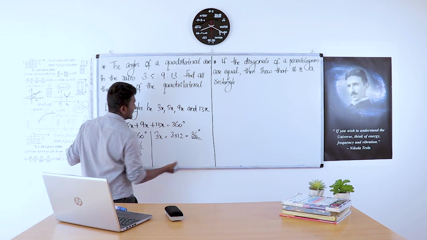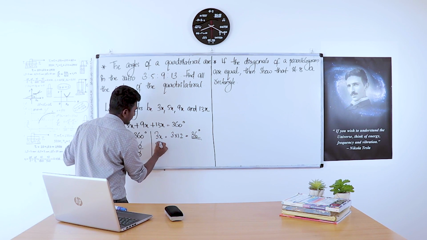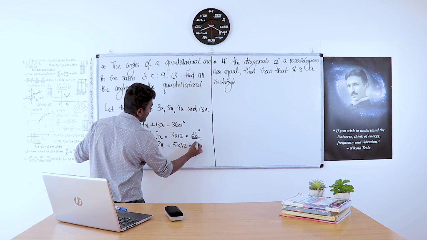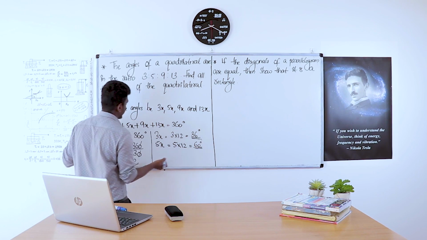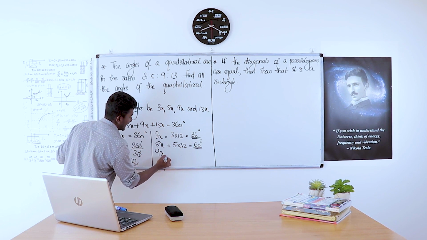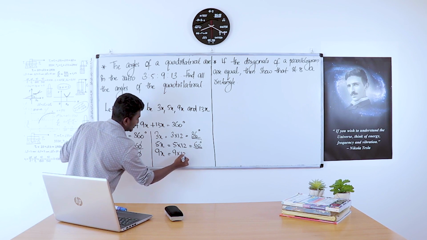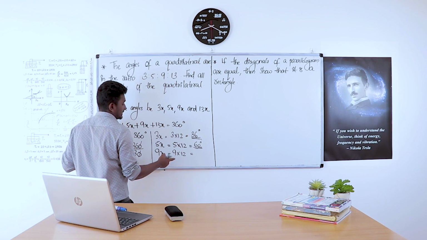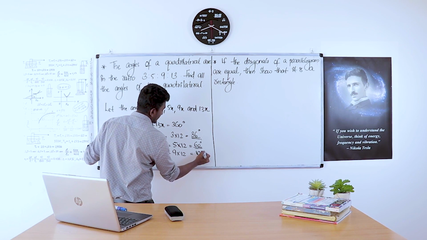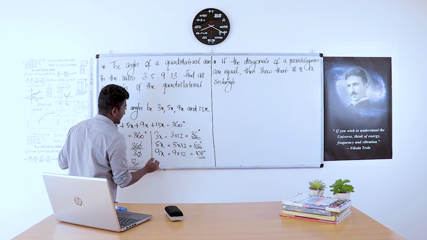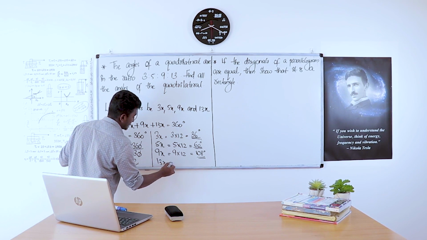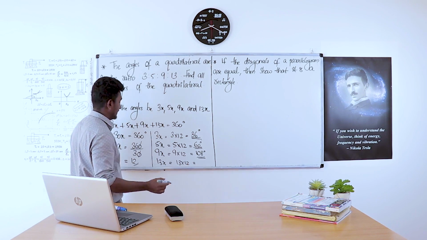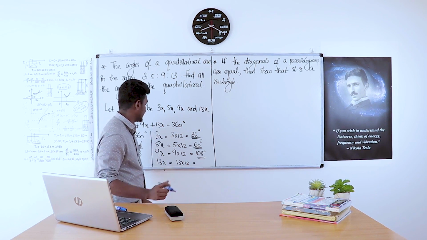So first angle is 36 degrees. Next is 5x, that is 5 into 12. That is, next angle is 60 degrees. And the third one is 9x, that is 9 into 12. What is 9 into 12? It is 108. Then last one is 13x, that is 13 into 12. What is 13 into 12? 13 into 10, 130. 13 into 2, 26. It is 156.